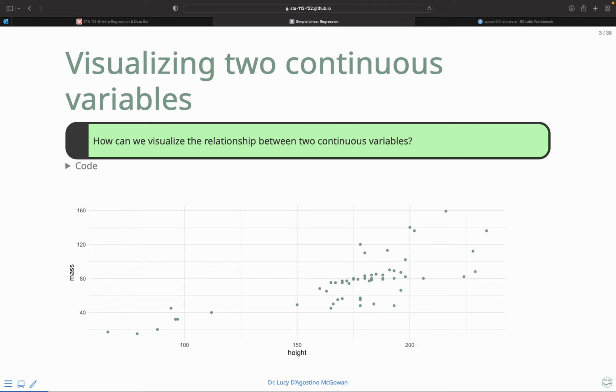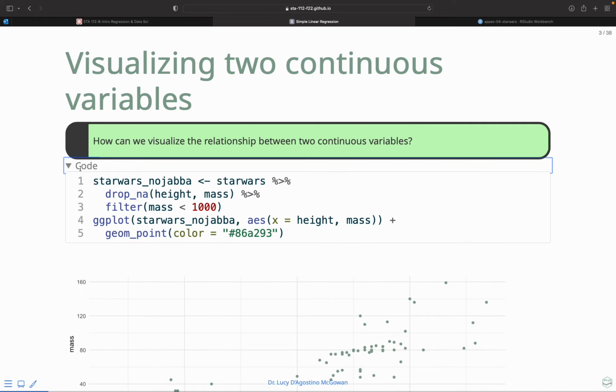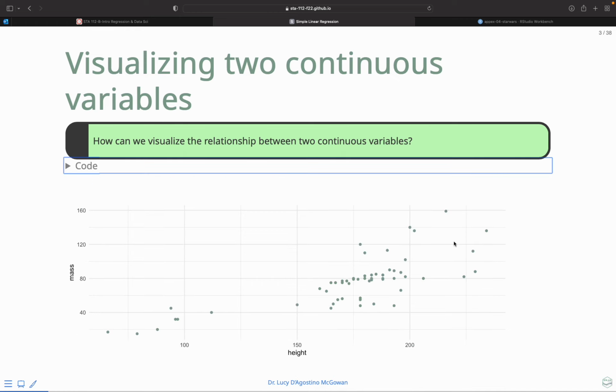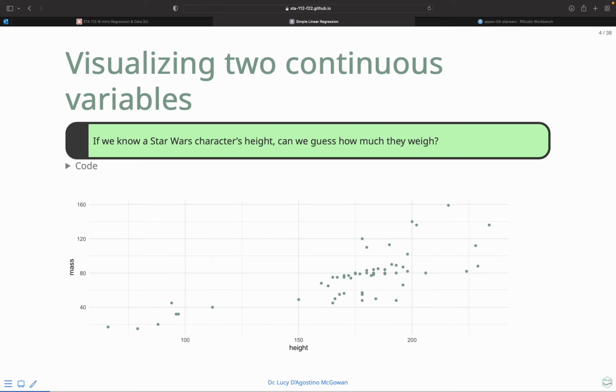So here we've got a scatter plot. On the x-axis, I have height. On the y-axis, I have mass. This is the relationship between height and mass in the Star Wars data. You can look at the code here. I have dropped one observation from this data set. I've dropped Jabba the Hutt because he's got a really big mass, and so he skews the picture. So I've dropped him from my picture.